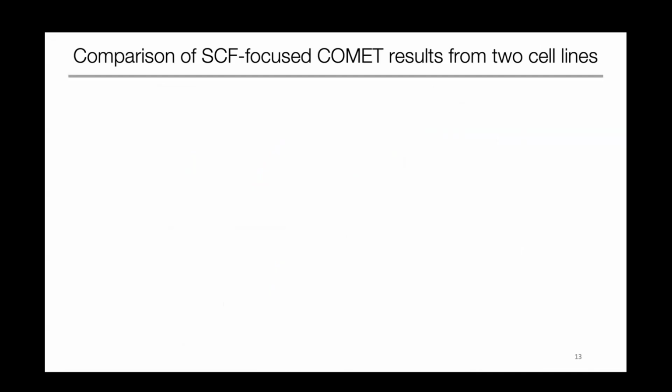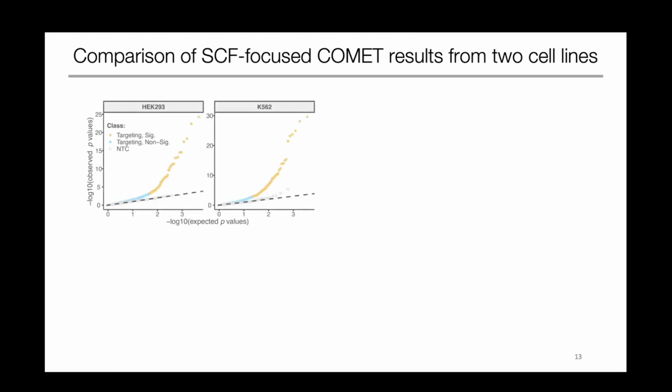And we also performed this screen in another cell line. So the previous results were from K562 cells, and then we set out to compare this to the same library screened in HEK cells. So this is an analysis that we borrow from GWAS, and it's called a QQ plot. And so you plot the expected p-values on the x-axis, and then the p-values that we observe from the screen on the y-axis. And I've colored the points by what the guide RNA was targeting.